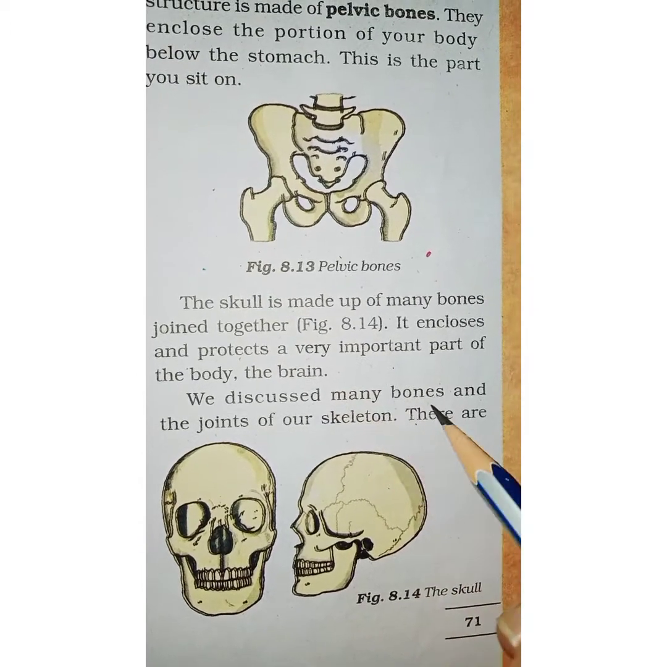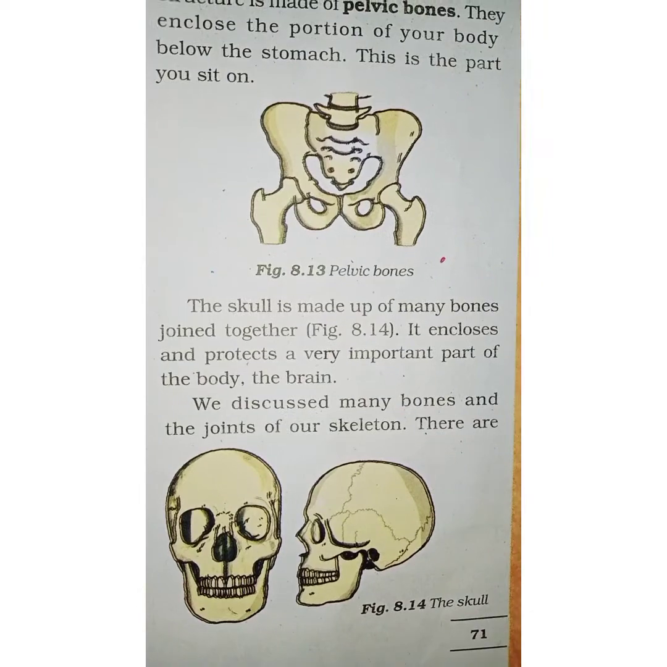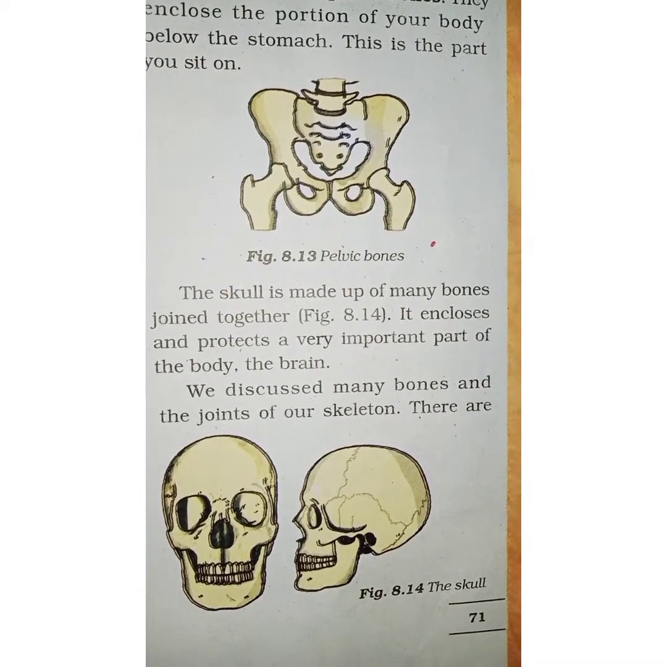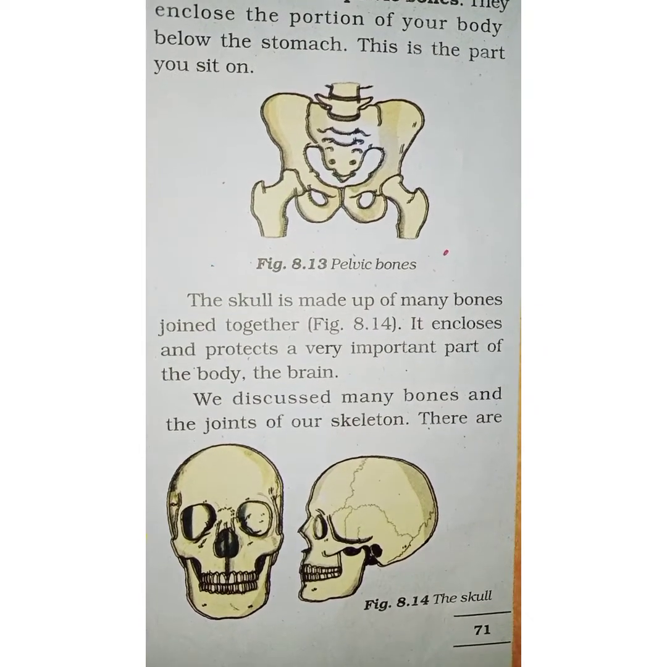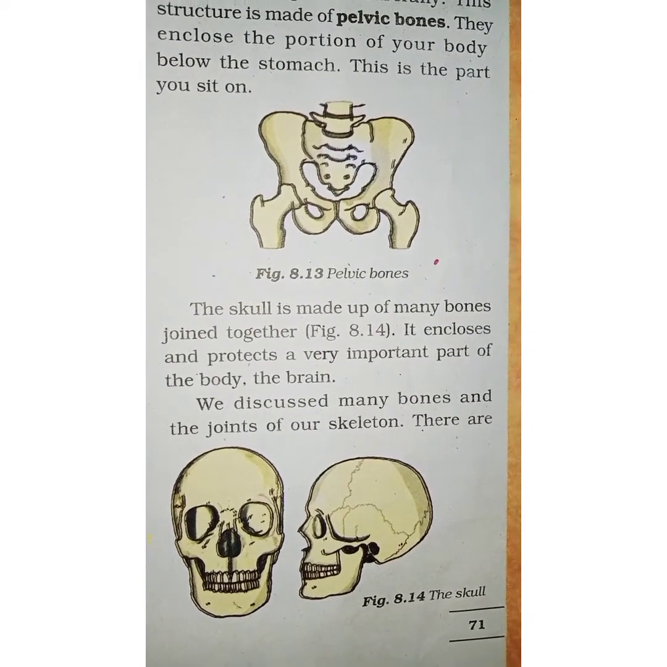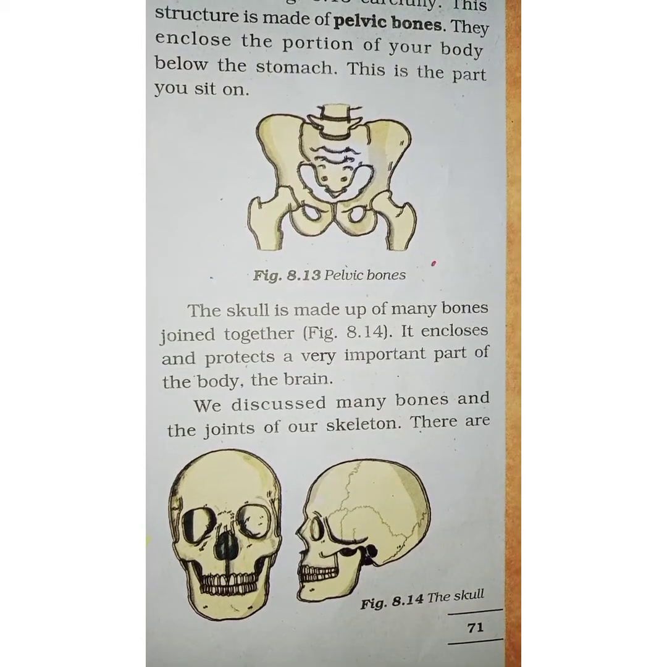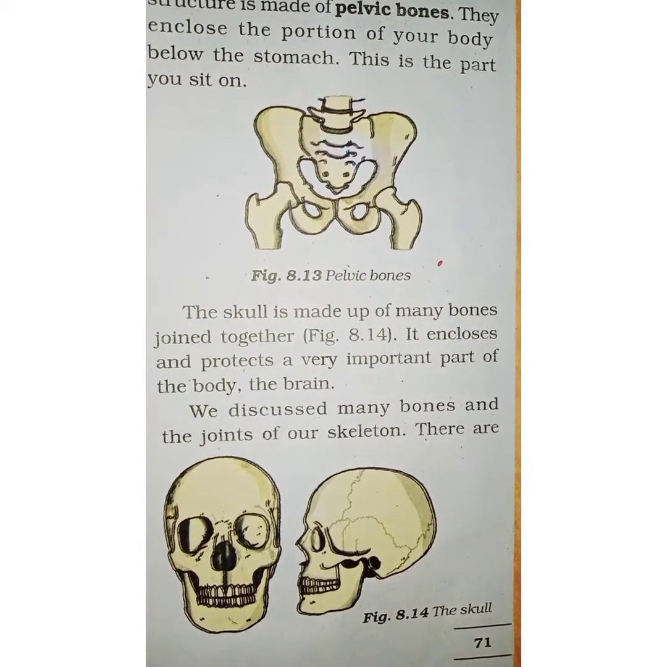We discussed many bones and the joints of our skeleton. Here we have discussed many kinds of bones, and we have even discussed the skeleton and different kinds of bones such as ball and socket, pivotal, rib cage, the carpals, the shoulder bones, the vertebrae, the pelvic bone, and the skull.